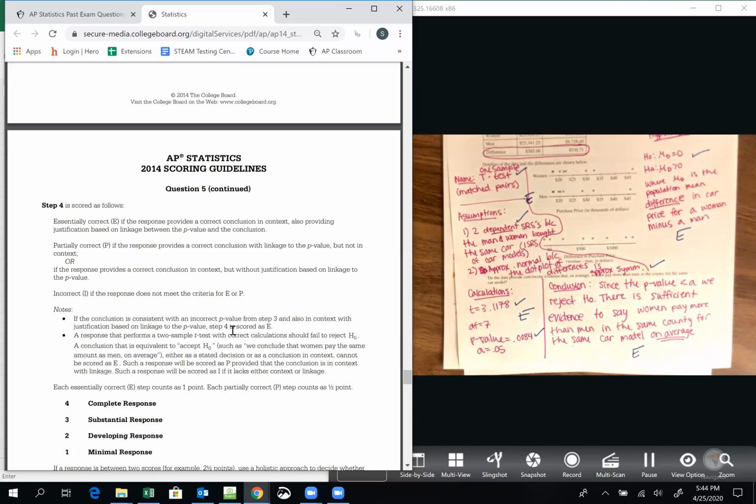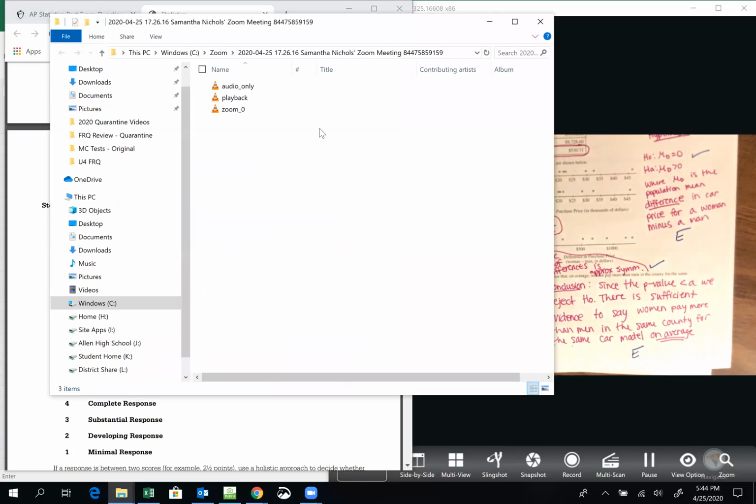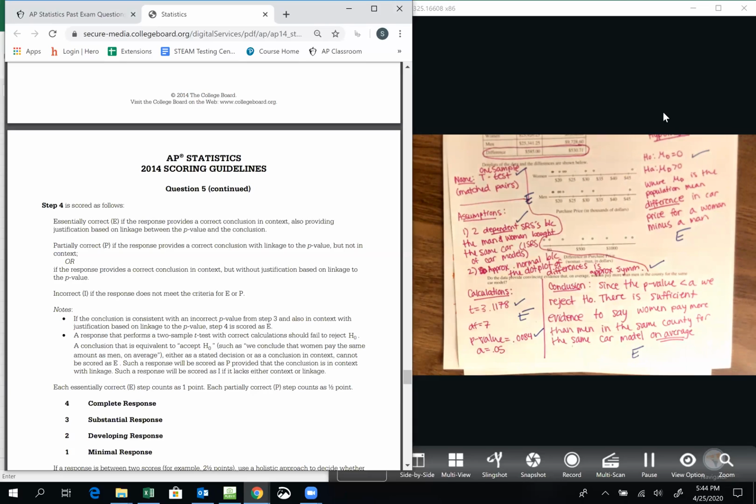If a conclusion is, again, consistent with an incorrect p-value, then step 4 is scored as an E. So if you don't know how to find the p-value, or if you made a mistake and did the 2 sample t-test instead of the matched pairs t-test, then you can still get essentially correct on your conclusion statement, even though you would have gotten incorrect on your calculations. Obviously, never accept H0.